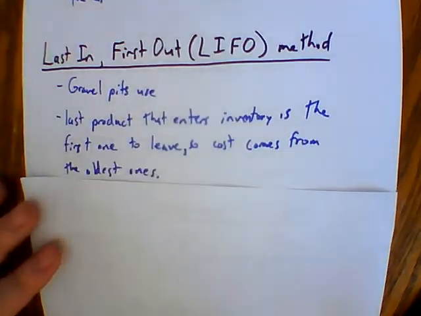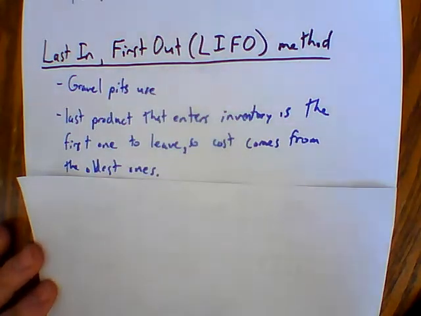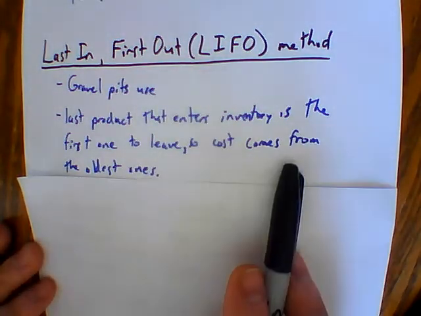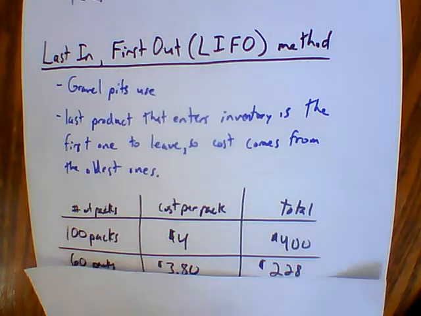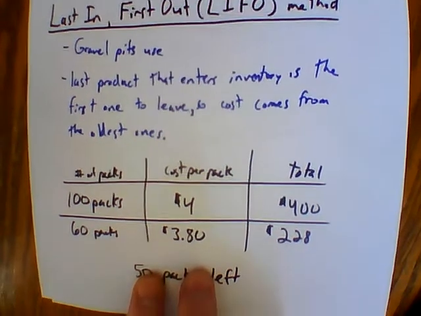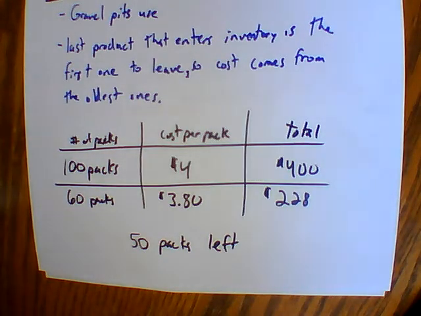So once again, the last product that enters inventory is the first one to leave. So once again, the cost of our inventory is going to come from the first stuff that was in the inventory, or the oldest part of that inventory. So if we look at this problem here, once again, this is kind of lining up with questions 3 and 4.